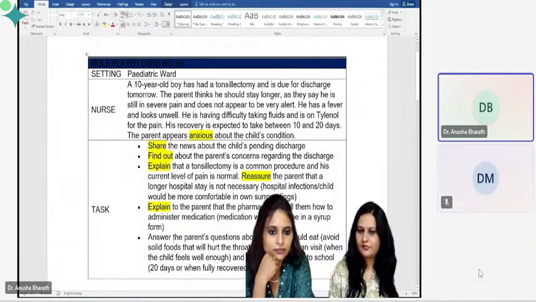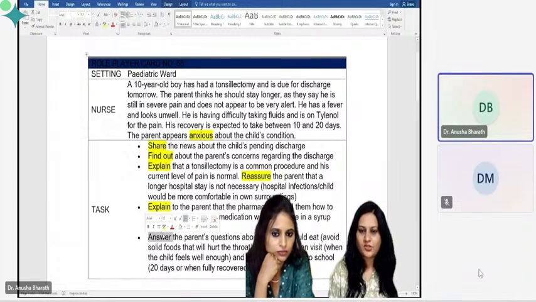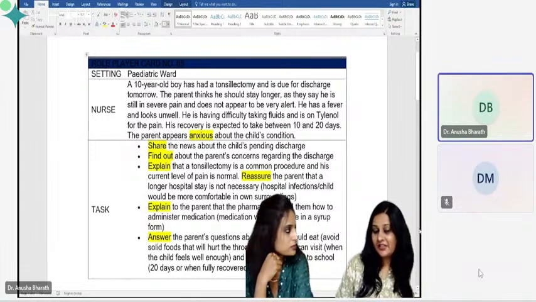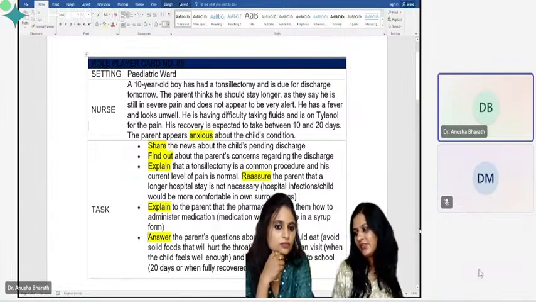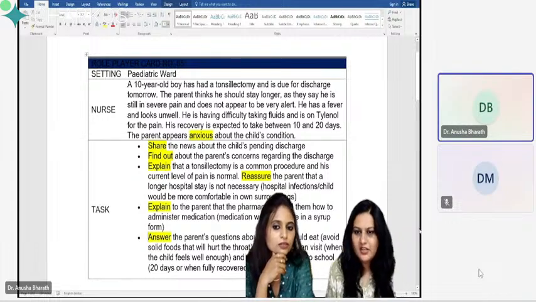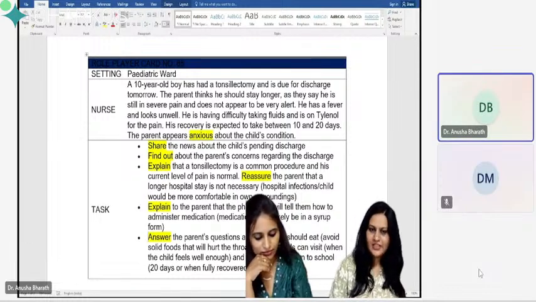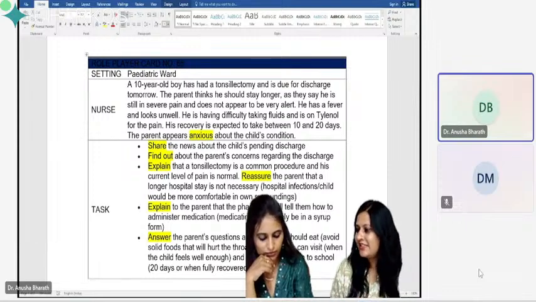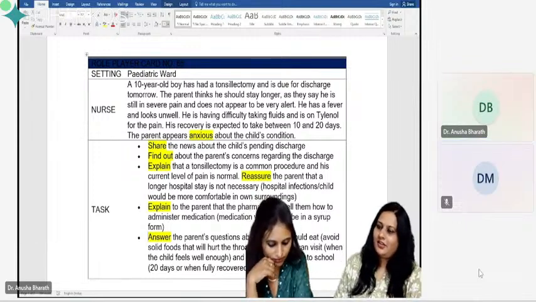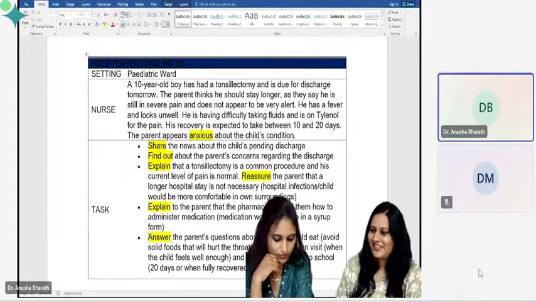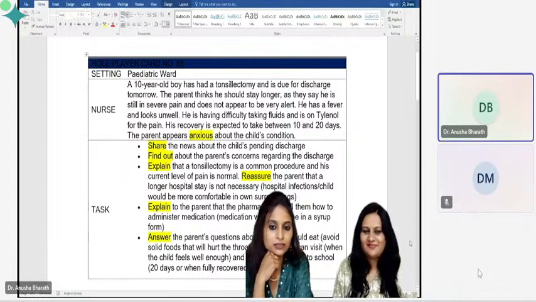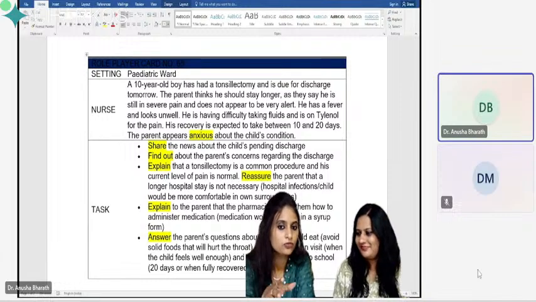And the one after that, you will be answering the parent's questions regarding what they should eat, when the friends can visit, and when the child can return to school. So there are 1, 2, 3, 4, 5, 6 task verbs, and you have to plan your content in such a way that you will not miss any of the points. Please make sure to keep these in mind and also make notes for this.